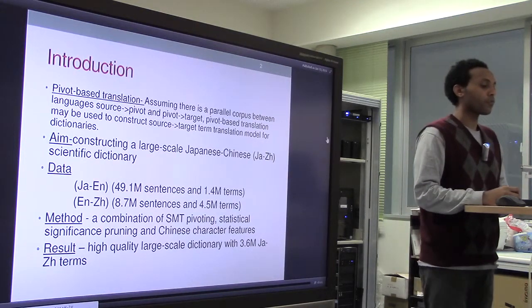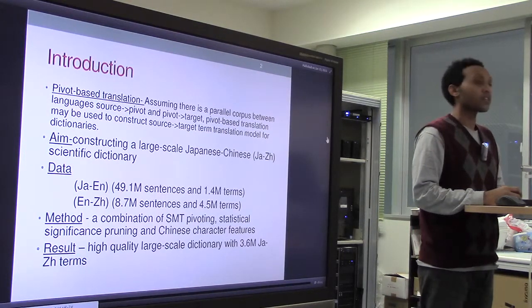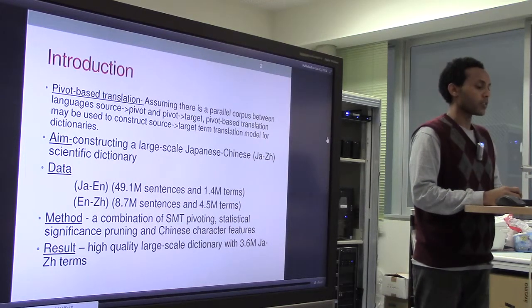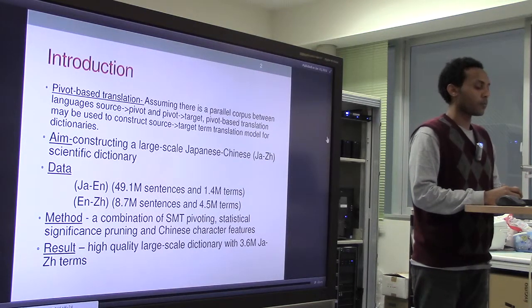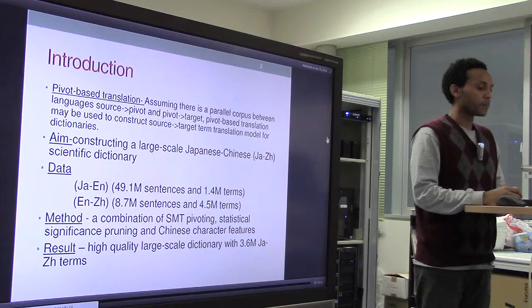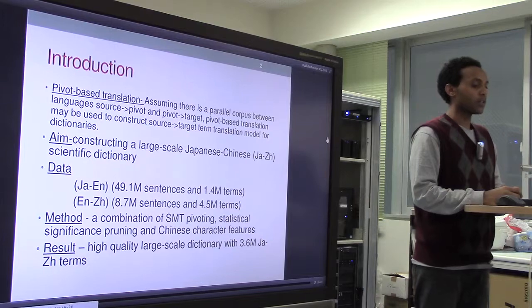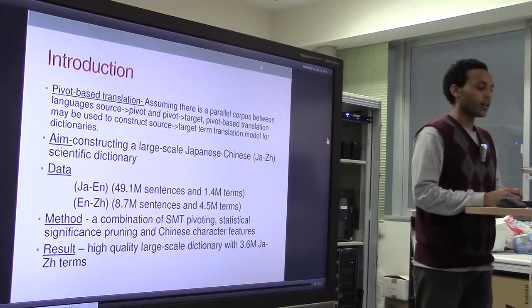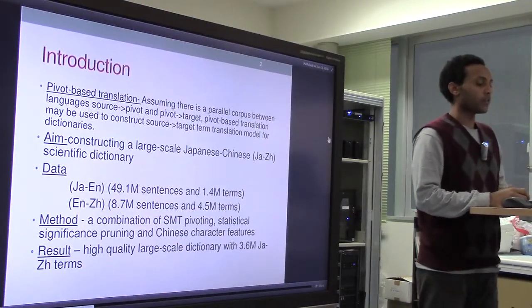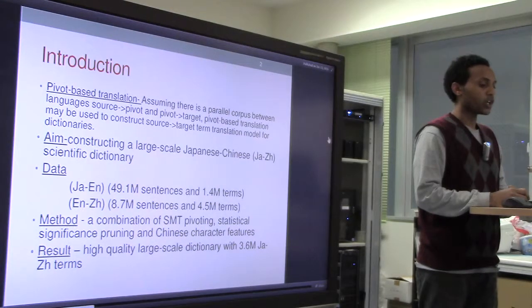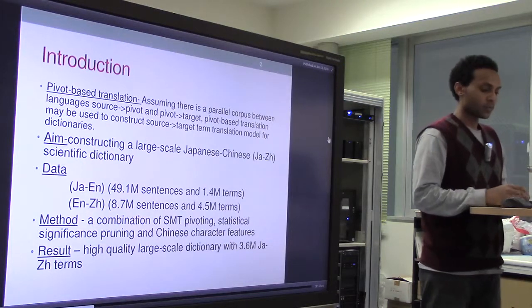So the aim of this research is to construct a large-scale Japanese-Chinese scientific dictionary. And the data size they had for this research from Japanese to English and from English to Chinese is as shown. The method is a combination of statistical machine translation pivoting, pruning, and Chinese character features. And it was reported that this method resulted in a high-quality, large-scale dictionary with 3.6 million Japanese-Chinese terms.